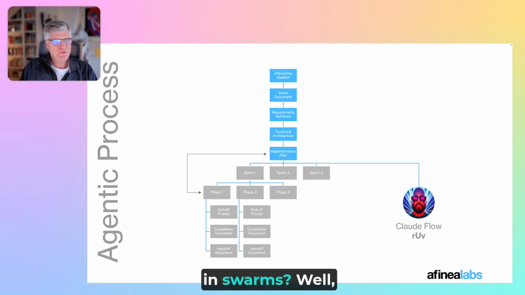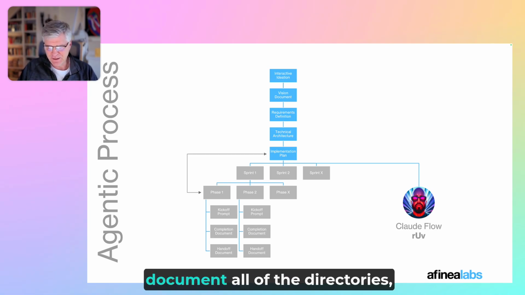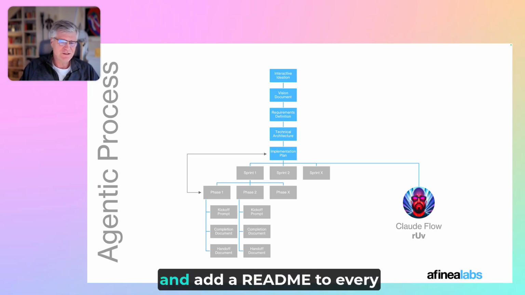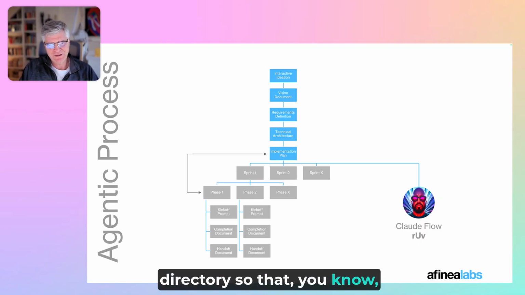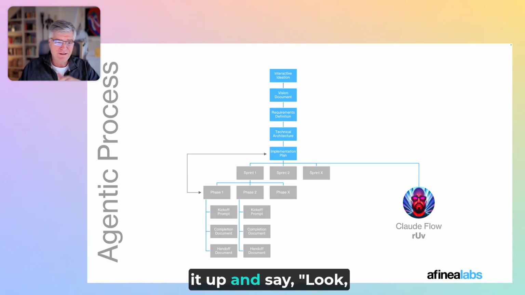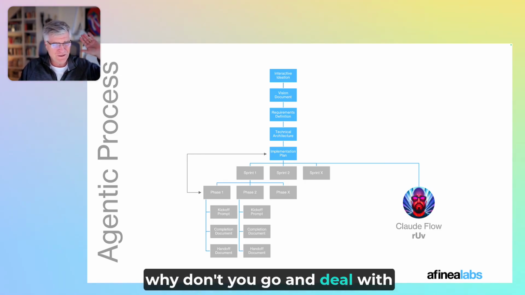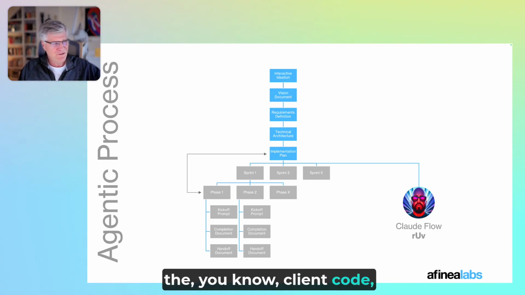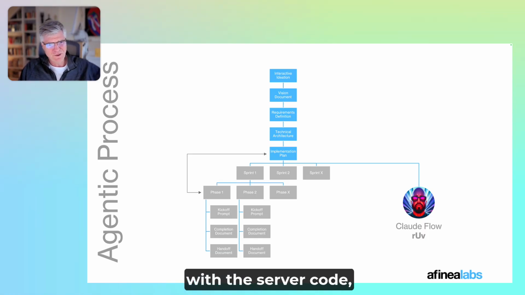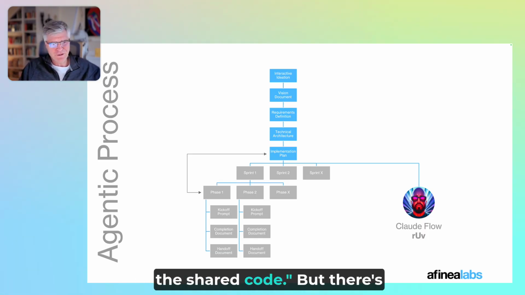Now, why would you build in swarms? Well, one reason is to get a lot of stuff done quickly. So let's say you want to go and document all of the directories and add a README to every directory so that it's clear for any human or agentic coder what's in those directories. Well, you could do that in a linear process, or you could break it up and say, look, agent number one, why don't you go and deal with the client code? Agent number two, go deal with the server code. Agent number three, go deal with the shared code.